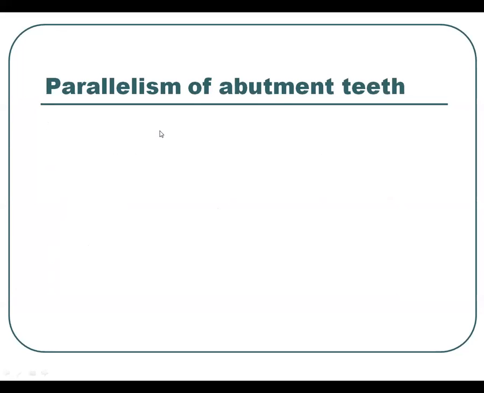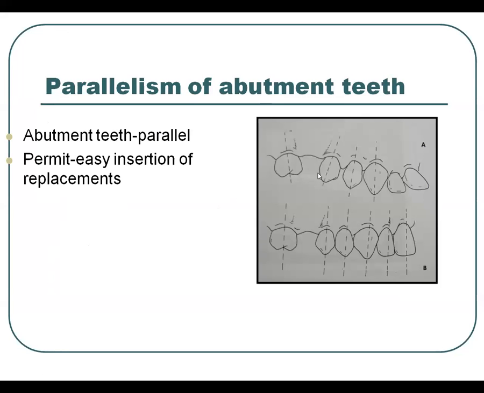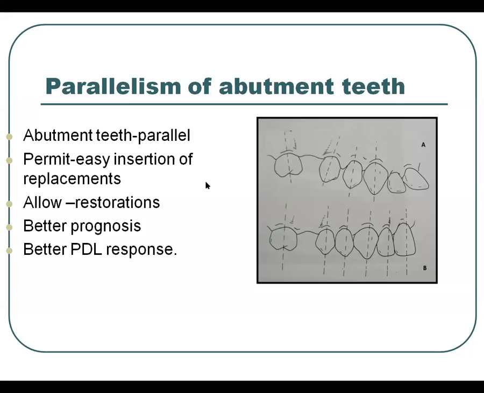Parallelism of abutment teeth. As you know, when there is any missing tooth, the adjacent tooth tends to incline into the extraction space. In these cases, we cannot place an abutment or prosthesis. First, we need to upright the inclined tooth. The adjacent tooth has to be uprighted, made parallel. Then we can place an implant. This is most commonly seen in adults due to missing teeth, so that it will help in the placement of the prosthesis.